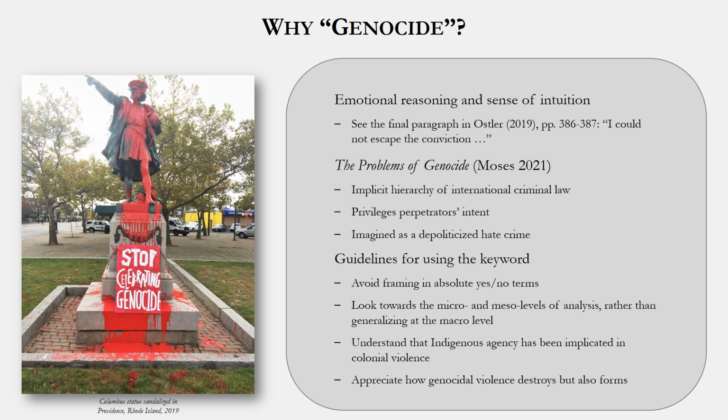Even though next week we're introducing a macro level analytical framework, we should direct our attention to the micro and meso levels of analysis. So instead of questioning whether or not there was a quote-unquote genocide in the singular sense, we should instead be asking when and where, specifically, have the conditions for genocide arisen. Next, and this is a tricky one, but we have to reckon with the fact that Indigenous actors have sometimes been implicated in colonial violence. We'll see this next week with the role of militant slaving societies, for example.